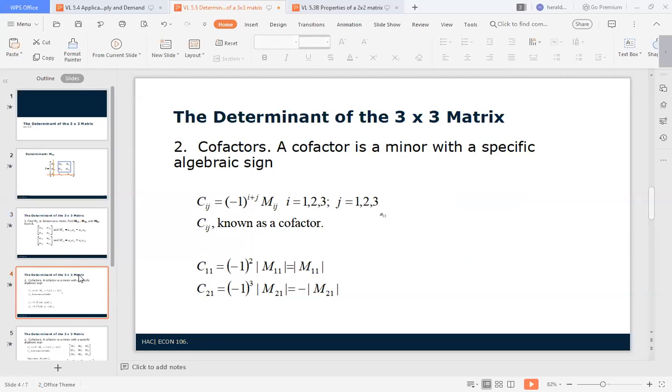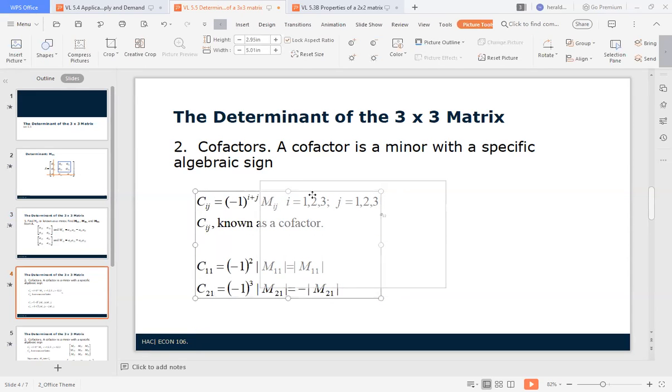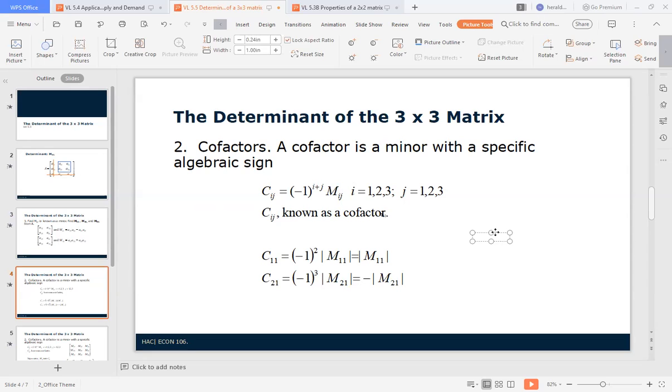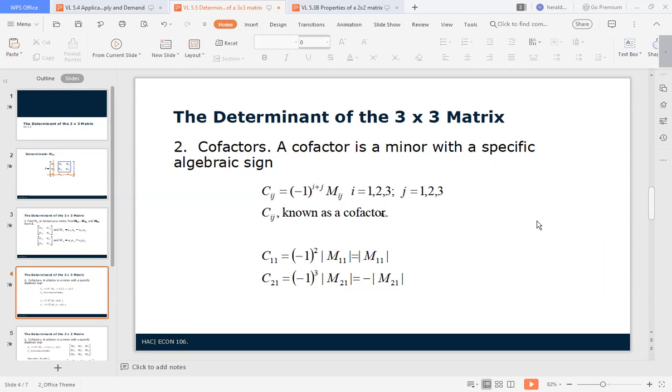What's a cofactor, class? A cofactor is a minor with a specific algebraic sign. Formally, this is what we call a cofactor, that is Cij. Again, very specific to the subscript. So Cij is equal to -1 raised to the power of i plus j multiplied to the minor Mij. Now, there are two ways to remember this one. The first way, class, is to memorize this one.